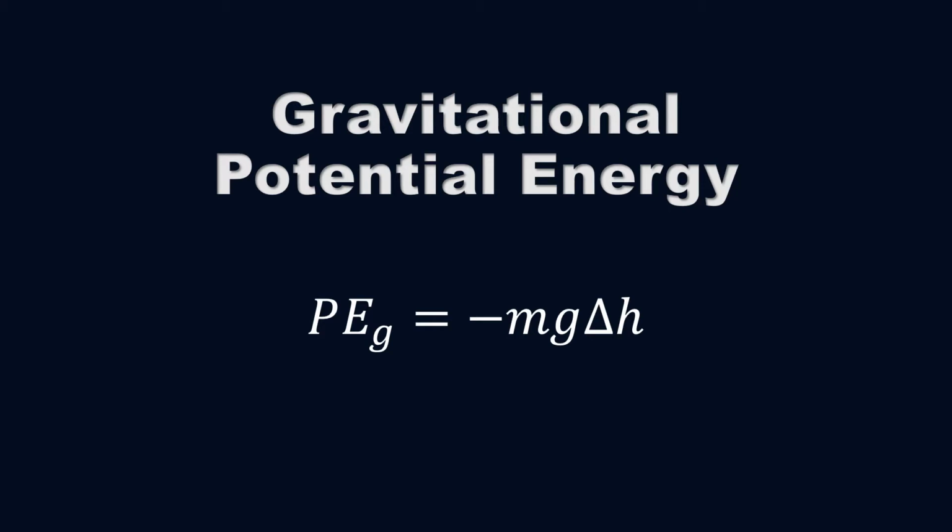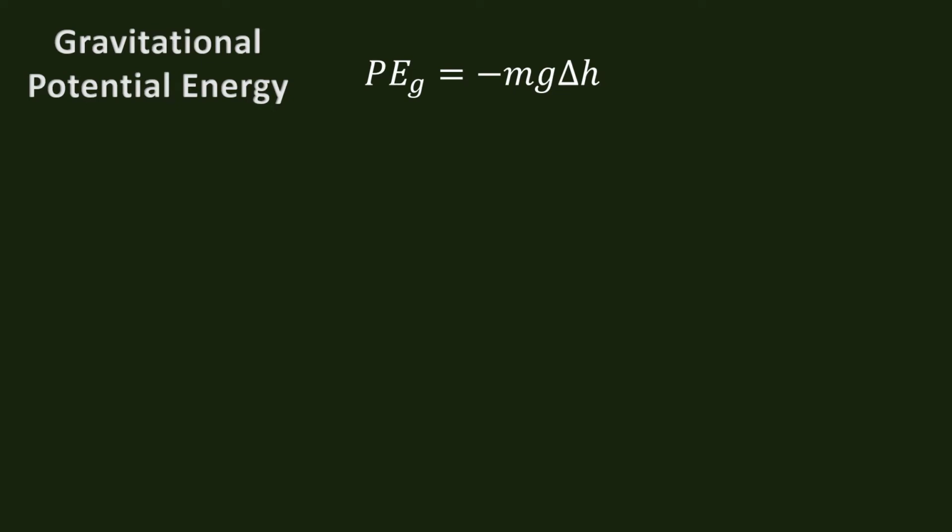And we're going to talk about two different types of potential energy. We're going to talk about gravitational and then also elastic. Let's first start with gravitation. Gravitational potential energy is equal to mass times g times h.